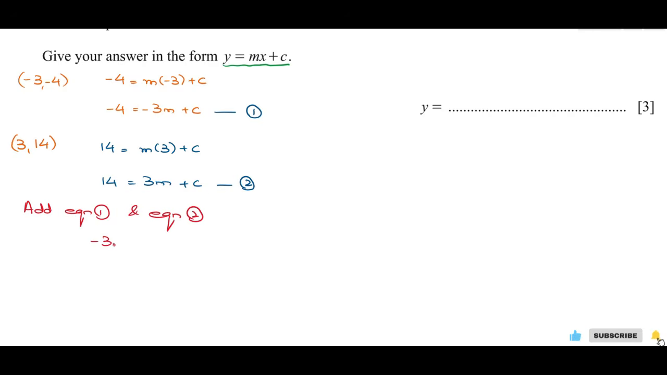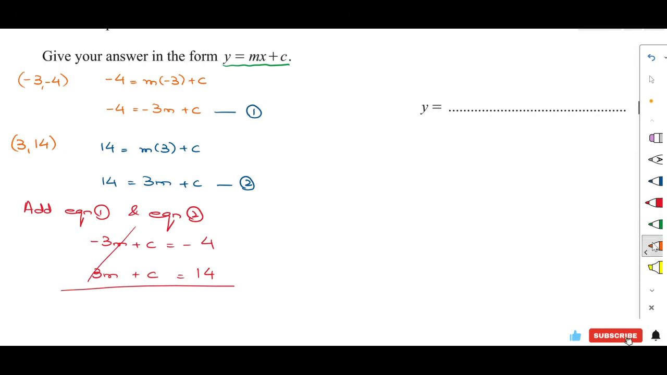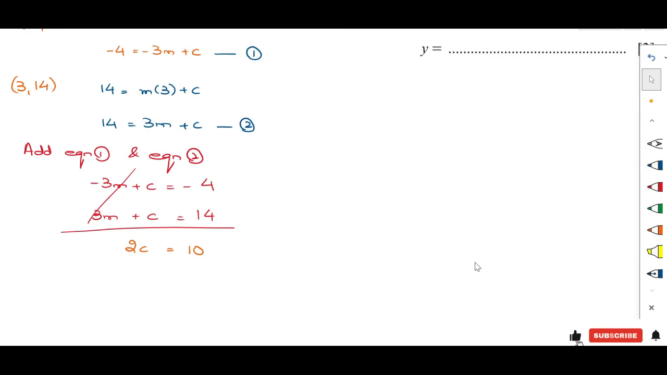So minus 3m plus c is equals to negative 4. This is my first equation. Positive 3m plus c is equals to 14. This is my second equation. When we add them up, this is cancelled out. And here we are left with 2 times of c is equals to, from 14 take away 4 is just 10. Okay, now we can easily solve for the c value. C would be equals to 10 divided by 2. 2 times 1 is 2, 2 times 5 is 10, so the c value is 5, right?